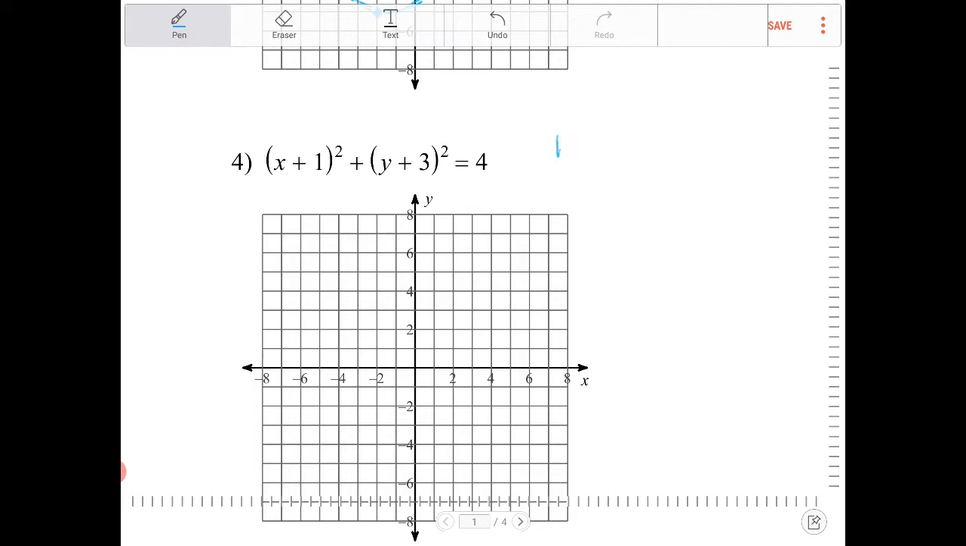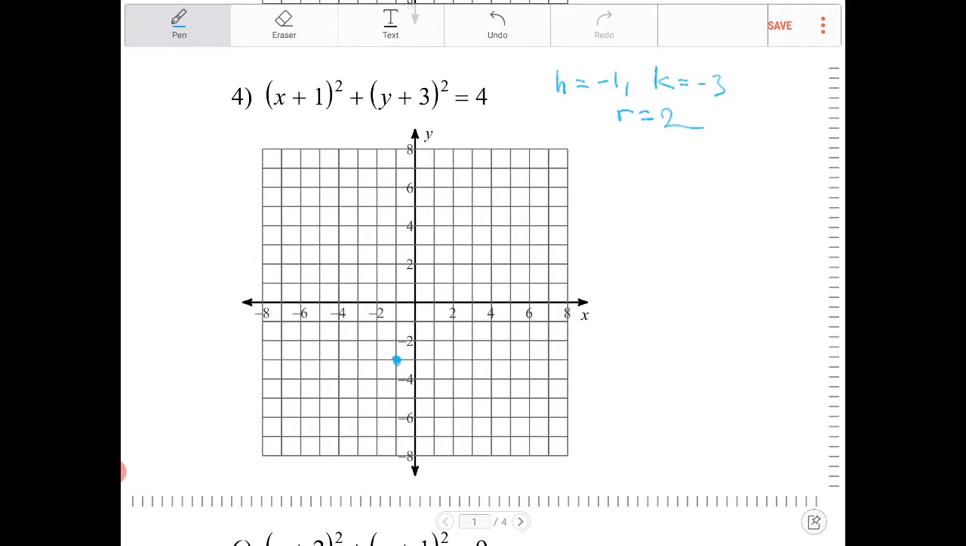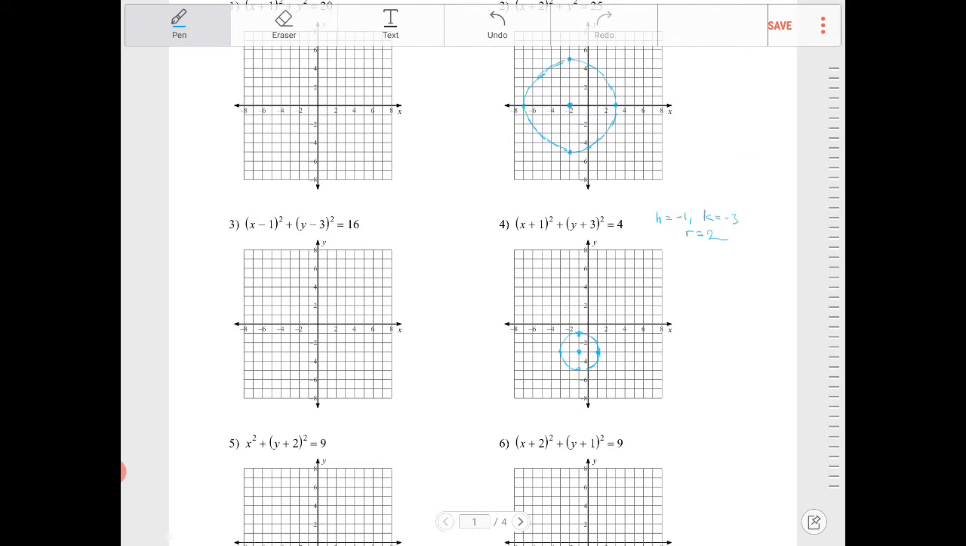Immediately from this, I know that H is equal to -1 and K is equal to -3. So -1, -3 is located over here. The radius in this case is equal to 2, so that means I'm going to go north, south, east, west 2 units. The smaller the circle is, the more manageable it is to draw. Let's take a look at another example.